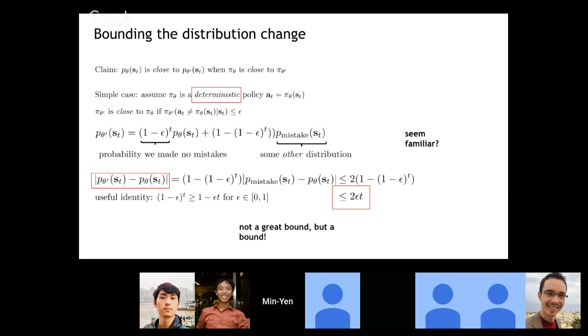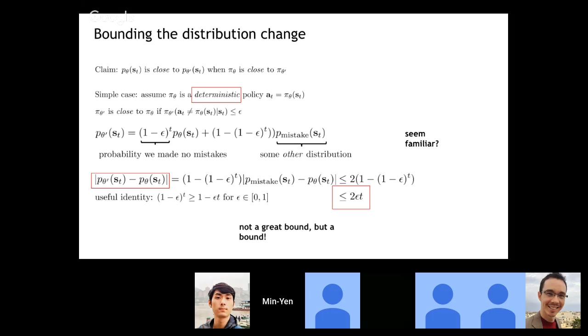First, it's about what it means for the two policies to be close. He starts by assuming that pi theta is deterministic. He knows this is not a realistic thing, because it will be stochastic, but he started with this first because it's easier to analyze, and then the next slide will talk about when pi theta is stochastic.